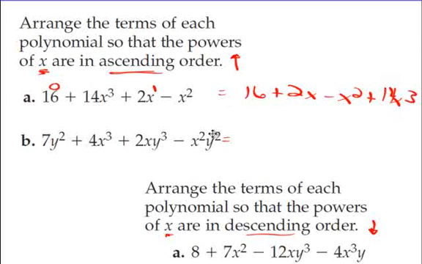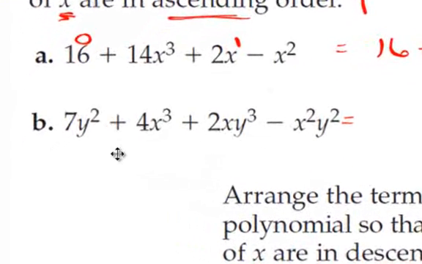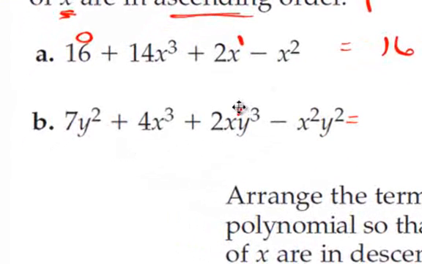Now if they throw x's and y's in there, the only thing I'm concerned with is the x. So here's x to the first, and I don't have any here. So again, I'm going to start with 7y squared. I like to cross them out as I go, that way I don't lose track. So 0, 1, so plus 2xy cubed.